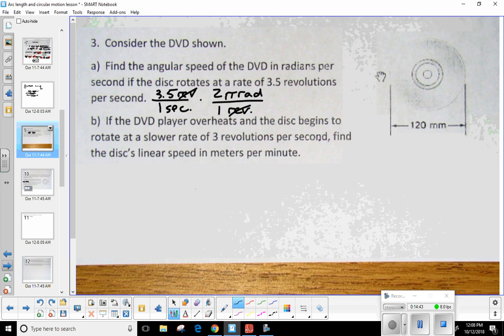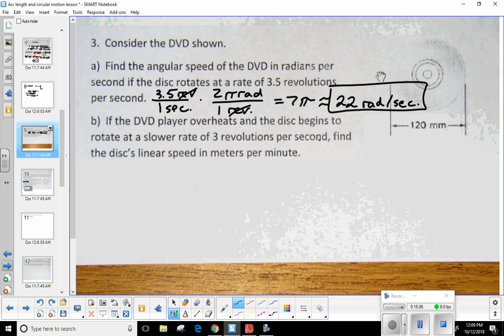So let's see, 3.5 times 2 pi would give me 7 pi. Will somebody help me out on the calculator? Isn't it like 21.99? Okay, so I would go ahead and... bless you. Ooh, there we go. I got it just in time. 22 radians per second. There we go.